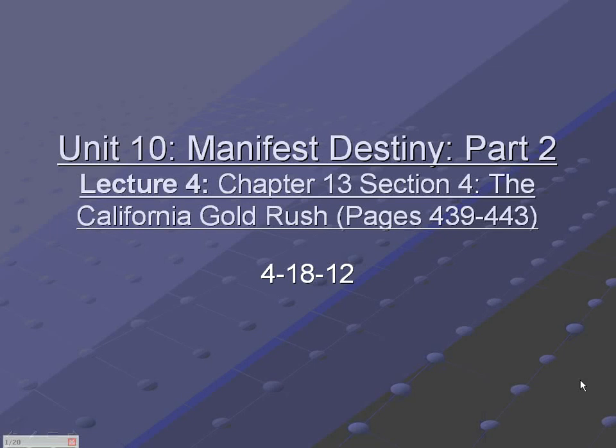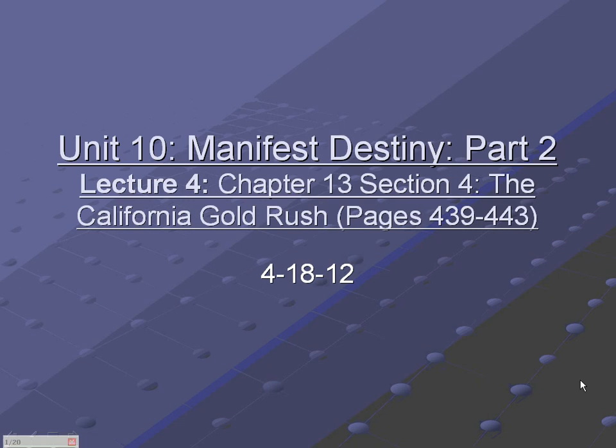All right, here we go with the Unit 10, fourth lecture, Chapter 13, Section 4, the California Gold Rush, pages 439 and 443. First thing you need to think about is, where did we get this land that we are going to be finding gold in, which is California? If you look back at the last lecture over the war with Mexico, you will see that we get this land from Mexico after the war as part of the Treaty of Guadalupe Hidalgo.